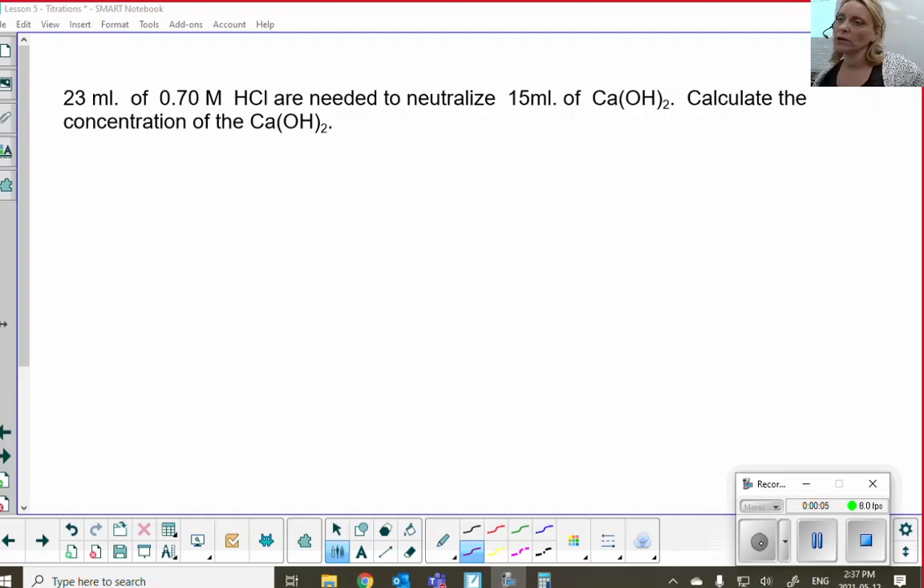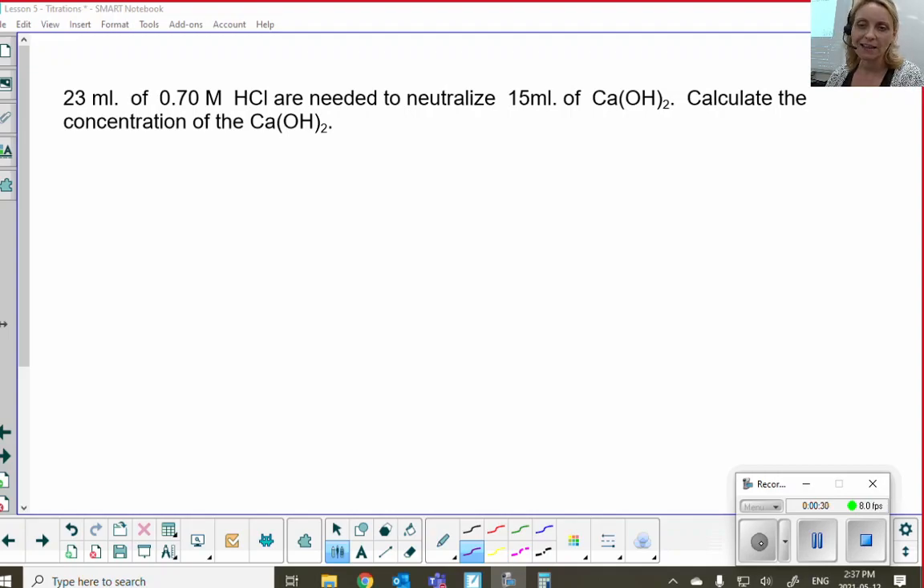Hey folks, I'm going to do a couple of examples with you today. We're going to take a look at how to do some titration calculation questions. That's the point of what we're working on today. And I have an example here where 23 mL of 0.7 molar hydrochloric acid is neutralized with 15 mL of calcium hydroxide. And we don't know the concentration, so that's what we're going to try and figure out.